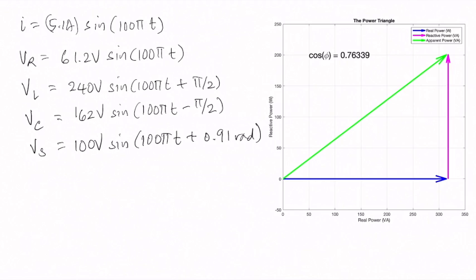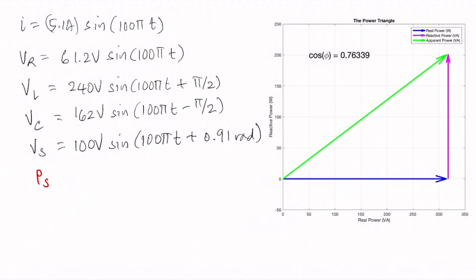We were also able to determine the function for the current, the resistor voltage, the inductor voltage, capacitor voltage, and the source voltage, from which now we can determine the power dissipated by the resistor, the power across the inductor, the power across the capacitor, the power provided by the source, and also the power factor. So those parameters are easily solved by simply using the following equations.